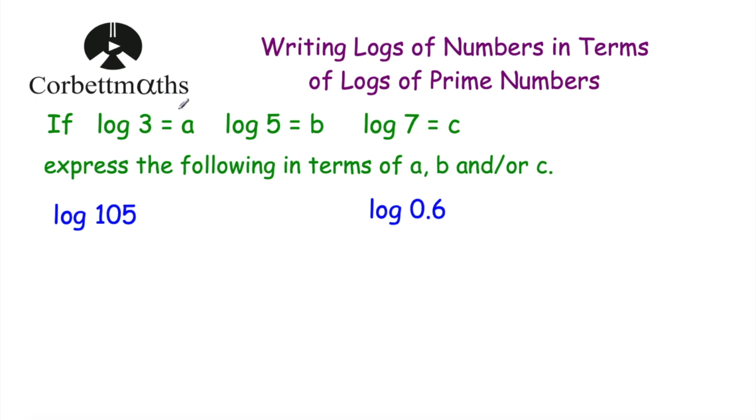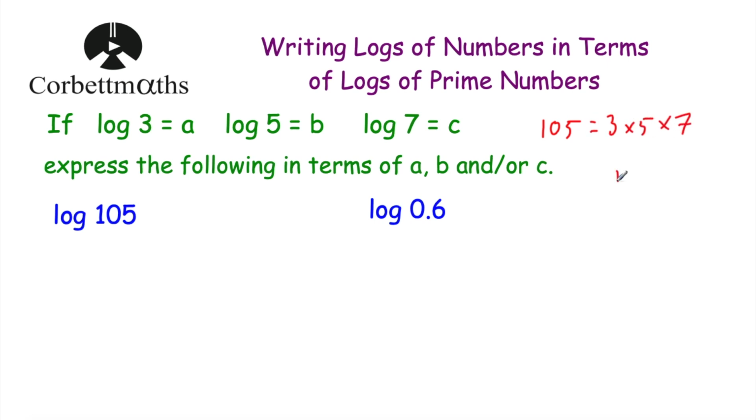So here we've got that a is equal to log 3, b is equal to log 5, and c is equal to log 7. And this time we've been asked to express in terms of a, b, and or c, log of 105. So here we've got 105. So what I'm going to do is write this as a product of primes just to see what 105 would be. And again, it's a calculator question, so you can just type in 105 and then do the product of primes for that, and it tells you it's 3 times 5 times 7. So 105 is equal to 3 times 5 times 7.